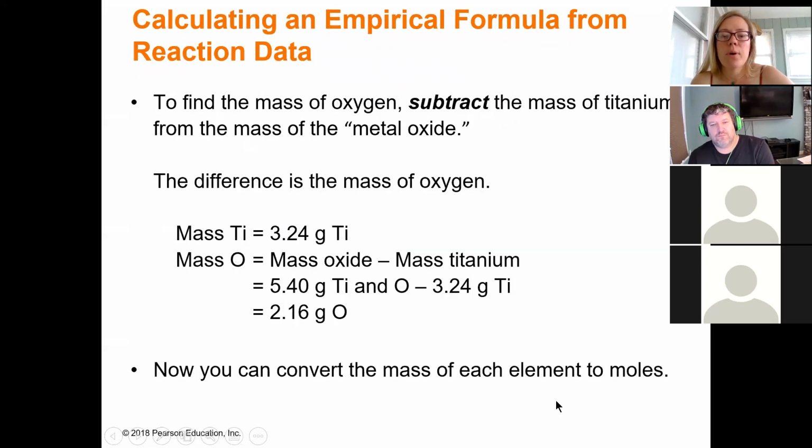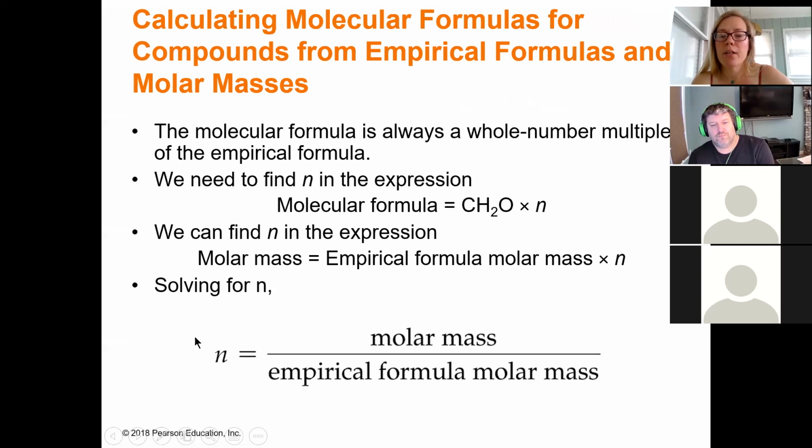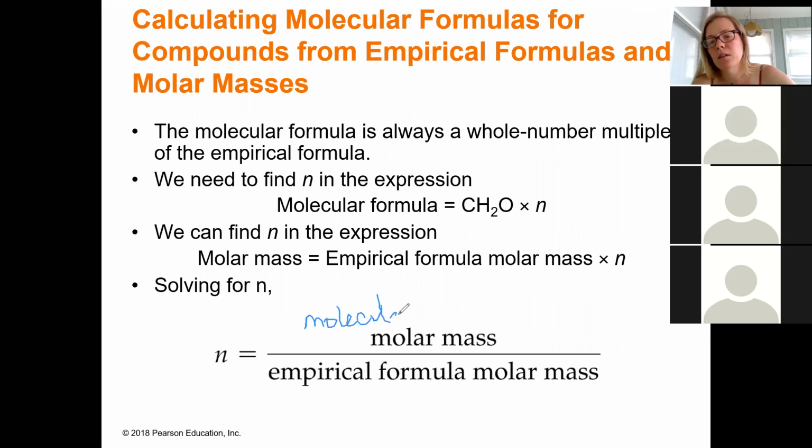So how do we come up with, let's skip over that. How do we come up with the value n? N is always going to equal this. N equals molar mass. I don't really like how they say this. I want to say molar mass of the molecular formula on top, and then the empirical formula molar mass on bottom.